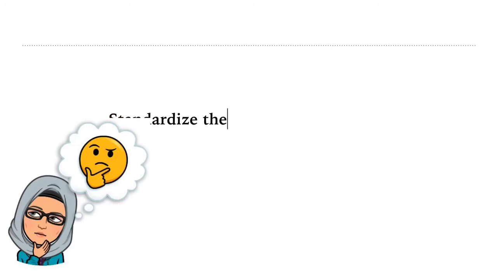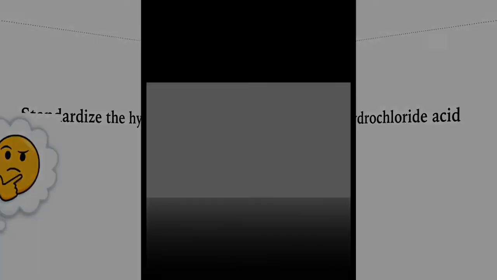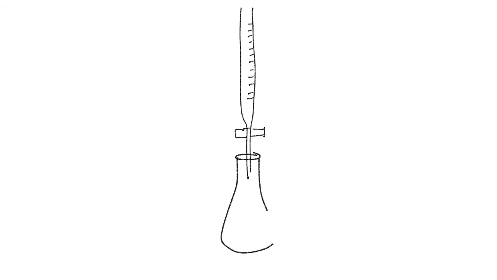How to answer the first objective of the experiment? Standardize the hydrochloric acid. Standardize means we reconfirm or redetermine the concentration of the solution before we use the hydrochloric acid in our titration. We can standardize the hydrochloric acid by using a regular titration technique.